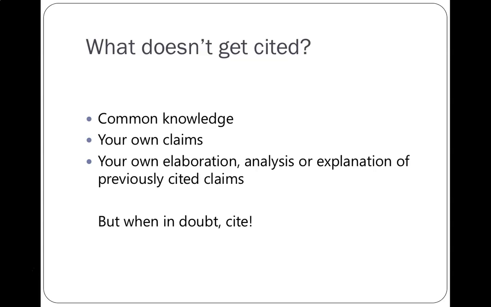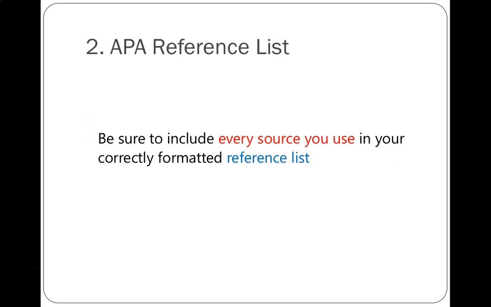Finally, your own elaboration, analysis, or explanation doesn't have to be cited, right? So, when you bring somebody in as a source of information, provide a quote or a paraphrase, you cite it, and then you discuss it. When you analyze it, you don't have to cite your analysis, right? Just the original material that you borrowed. But if you're in doubt, cite. It can't go wrong.